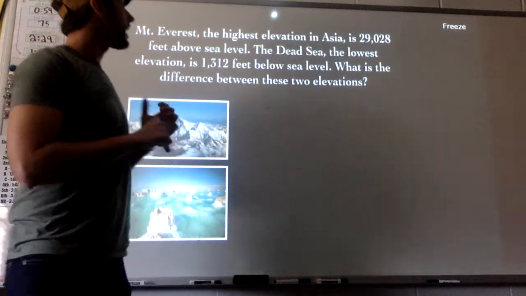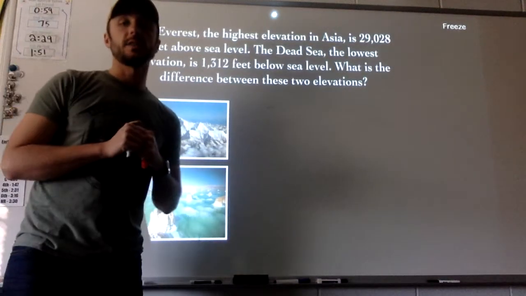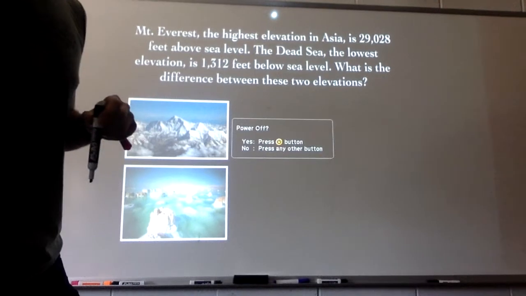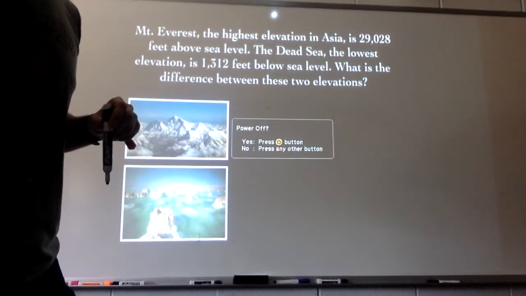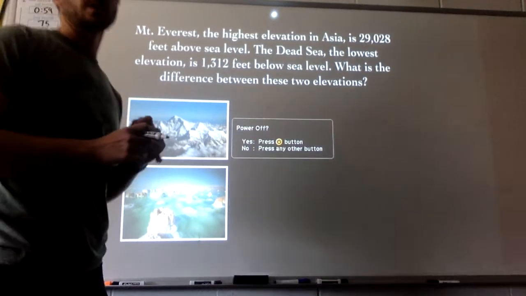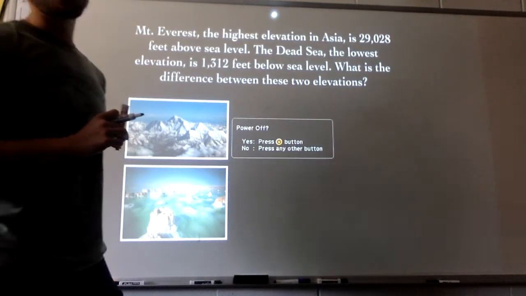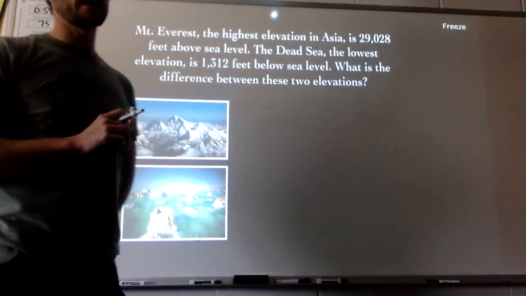All right. Next example says Mount Everest is the highest elevation in Asia. It is 29,028 feet above sea level. And the Dead Sea, the lowest elevation, is 1,312 feet below sea level. What is the difference between these two elevations?